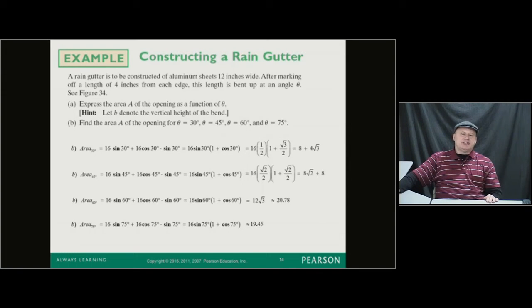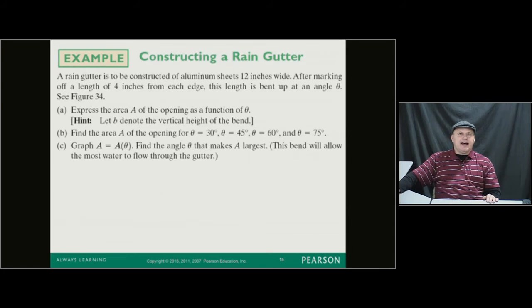So the question becomes, what angle would be a good idea in order to figure out the most area that can come through? In other words, if you're going to be the manufacturer of this, where should you stop? How far should you bend it up to get the most area through there? Because you want as much water to come through as possible, and that's the question we might have.